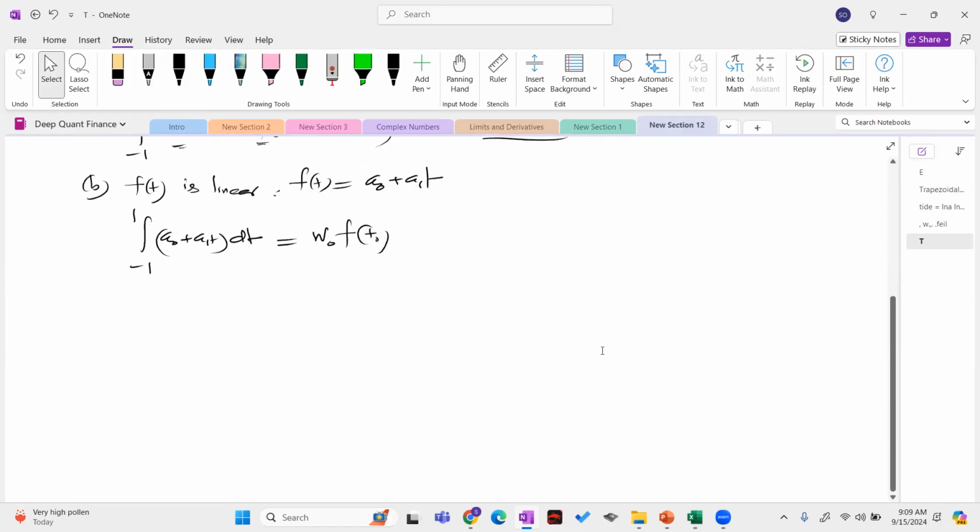Okay. Now, can you help me with the integration? We know that the integral of a0 dt from -1 to +1 is 2a0, plus what will be the integration of the second part? Please try it out and tell me. a1t dt, integral from -1 to 1.